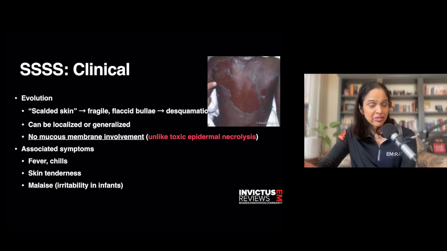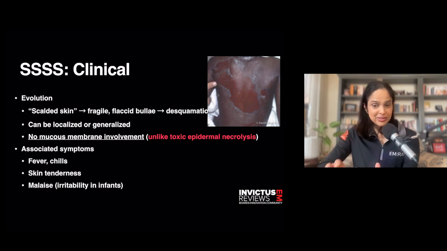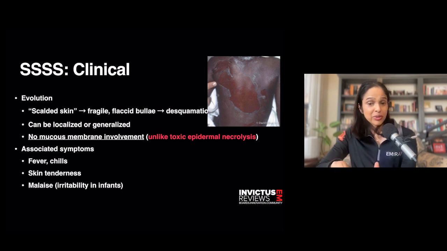One very important note, and for all of the sloughing diseases, anything that actually creates vesicles and things like that, always look in the mouth. Always look at the mouth and the mucous membranes. You want to know, is this affecting the mouth? Because that sort of changes your differentials. Staph scalded skin syndrome will not affect the mouth. It doesn't affect mucous membranes, unlike TEN.